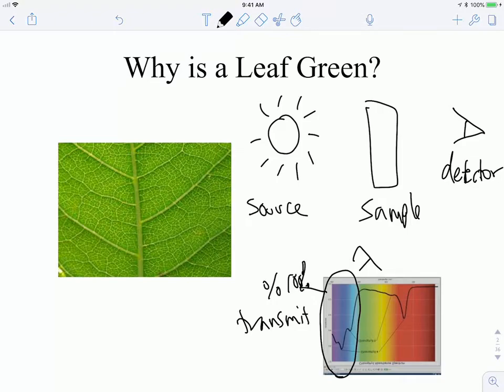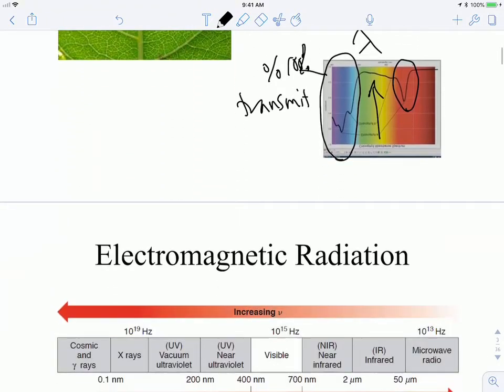So that means that most of the blue and purple light is absorbed, some red light is absorbed, but you'll notice here that 100% of the green light is transmitted to the detector, which is a reason why a leaf is green. So a leaf is green because it doesn't absorb green light. And we're going to use this analogy to understand how infrared spectroscopy and other forms of spectroscopy work.